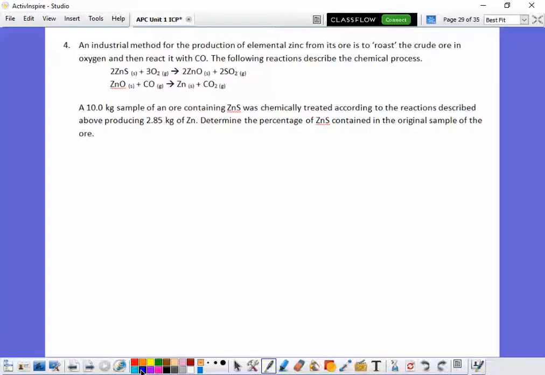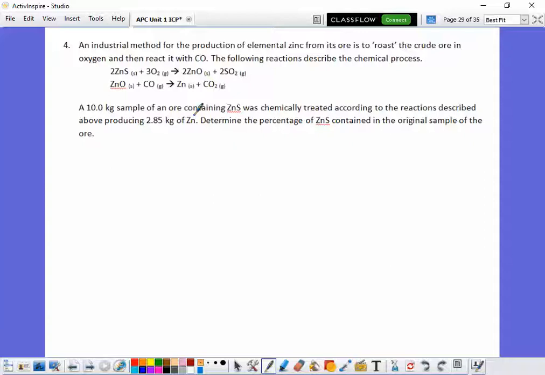So this ore, this 10 kilogram sample, is not pure zinc sulfide. It's zinc sulfide and a bunch of other stuff that doesn't react when we roast it in the oxygen. Only the zinc sulfide is going to react when we roast it in the oxygen, and then we can figure out how much was in there originally. Okay?